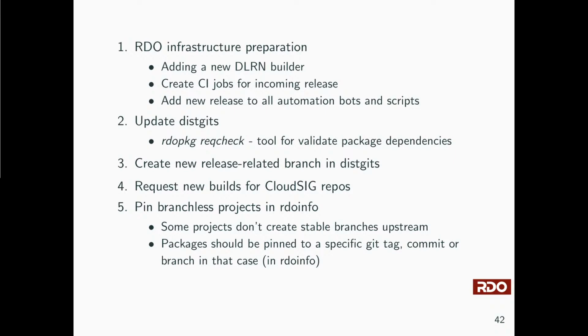After having the distgits up to date, we have to create new branches in all the distgits. And after having new branches, we have to have builds for these branches. And at the end, we have an additional task, which is pinning branched projects in RDO info. Not all the upstream projects we are using in RDO are creating branches. Some of them have branches, but it doesn't suit us. So in this case, we have to take this project and pin it in RDO info to a specific tag, commit, or branch.